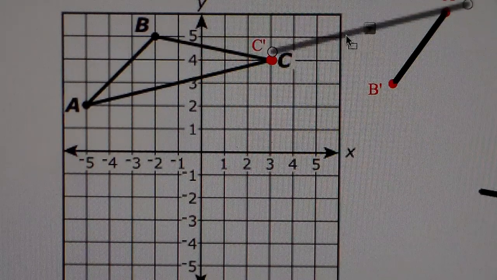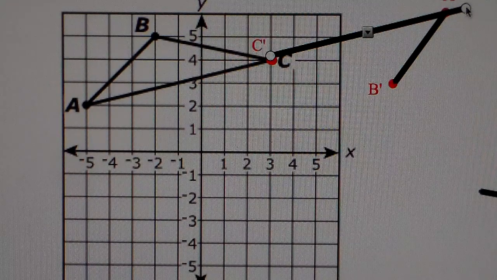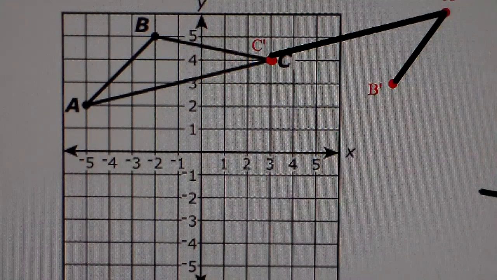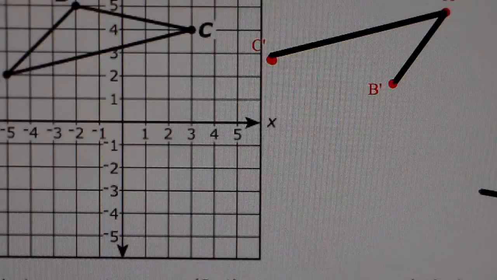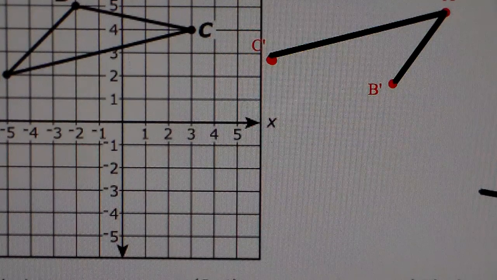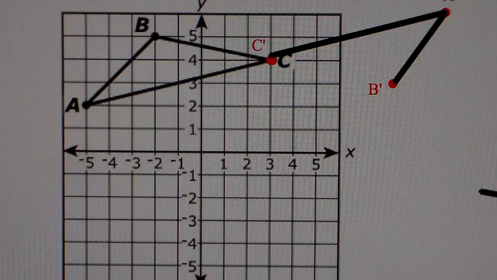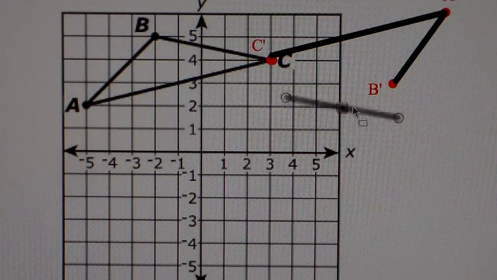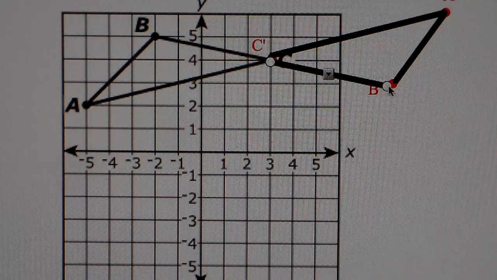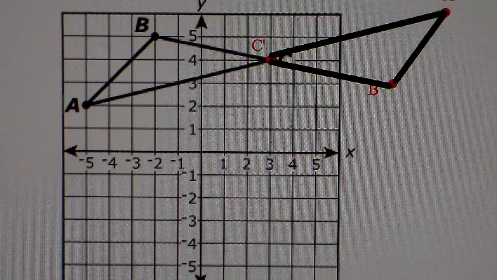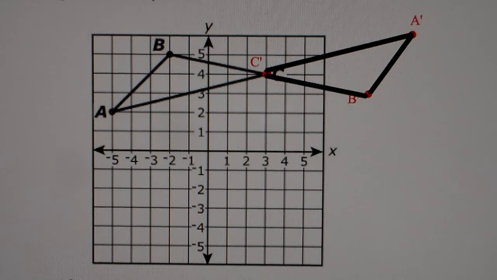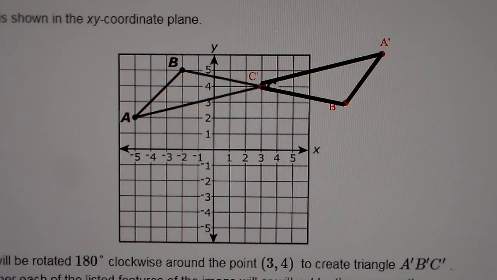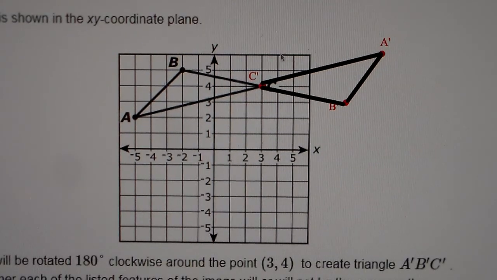We're going to practice this a couple of times. And move C. Now if we see here, it's pretty close, of course, because of the grid. My triangle might not be perfect, but we successfully rotated this triangle 180 degrees.